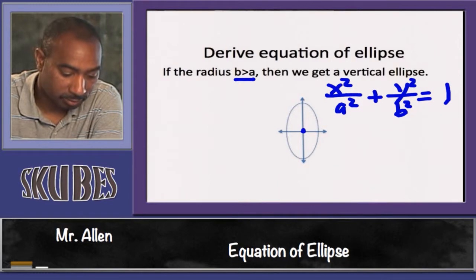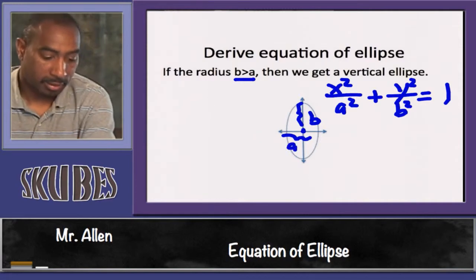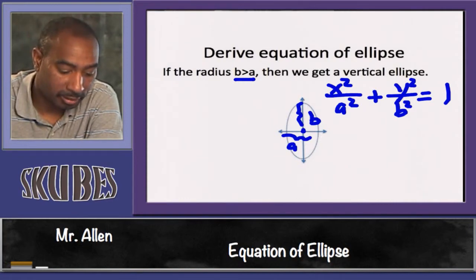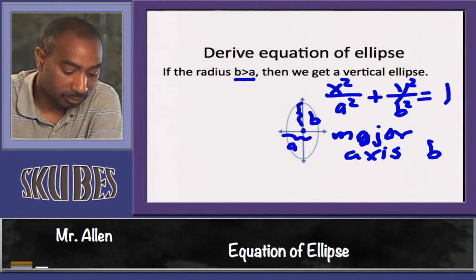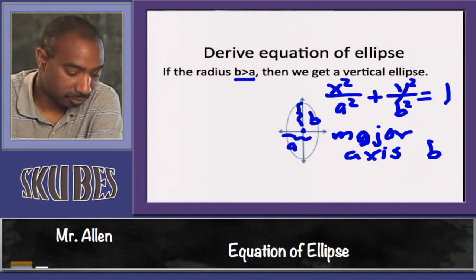So let's say that's the origin. This is the distance b from here to here. And this distance here will be a. Now, anytime you see the longer side of the ellipse, that's called the major axis. In this case, it will be b. And the minor axis is the shorter distance. So, in this case, the minor axis is a.